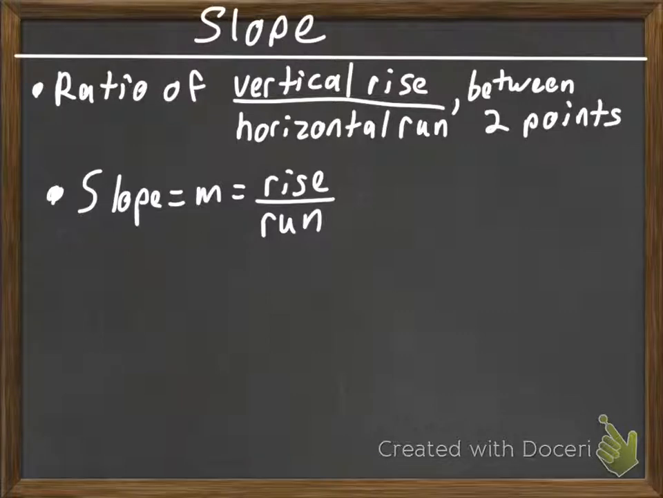Slope is the ratio of the vertical rise over the horizontal run between 2 points on a line. Slope is equal to, normally we put the letter m to mean slope, and it's equal to the rise over the run. That's just a normal way to see it. Normally you don't see this whole thing up here. You normally just see it as rise over run.